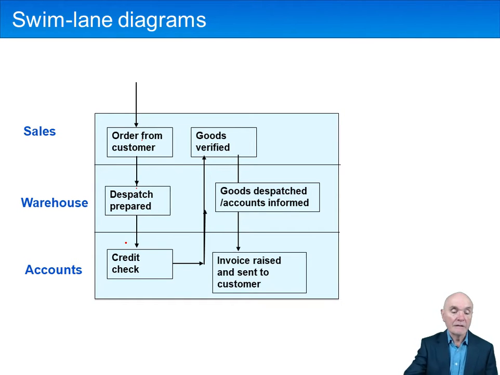And the accounts department does a credit check on it. And then it goes back to sales, where they're going to be presumably verifying the goods against a copy of the order to make sure the same goods are being dispatched that are ordered. And then it goes to the warehouse to be actually dispatched. And then the warehouse tells the accounts department, we've dispatched the goods, now's the time to invoice.